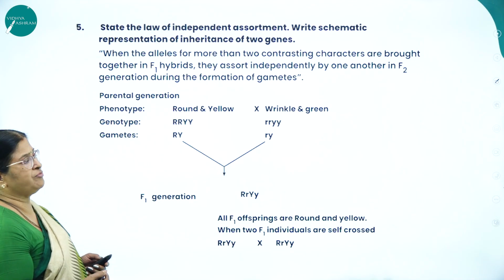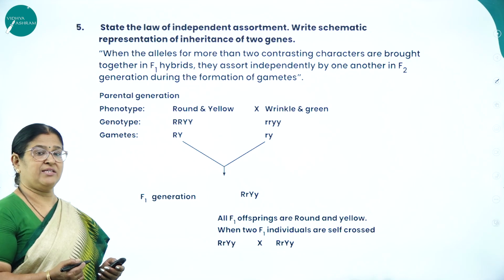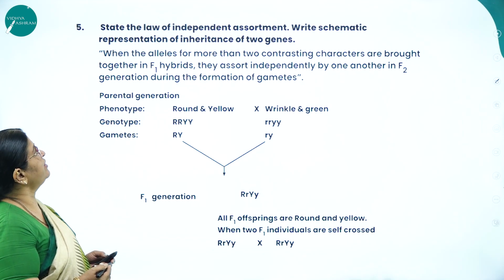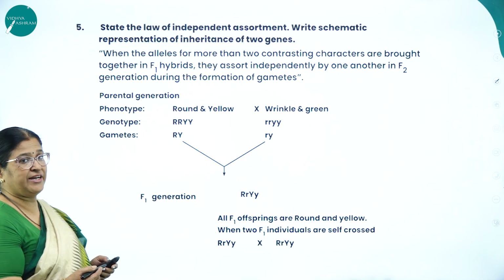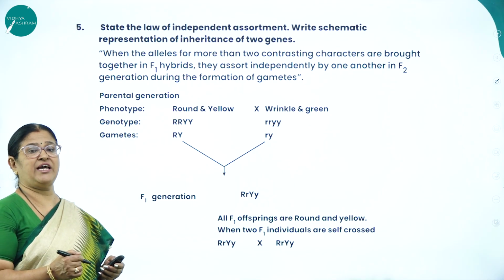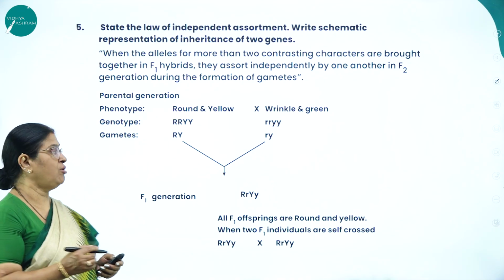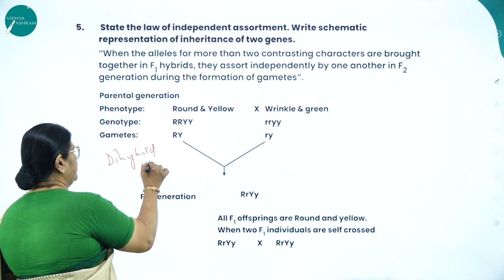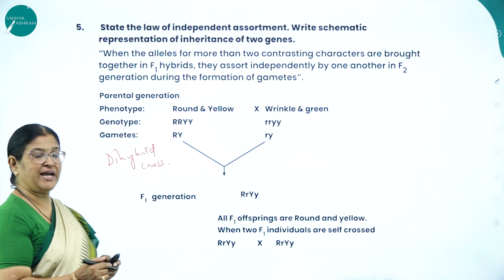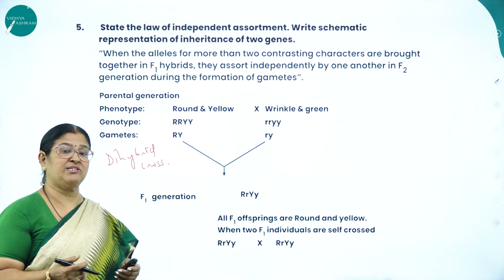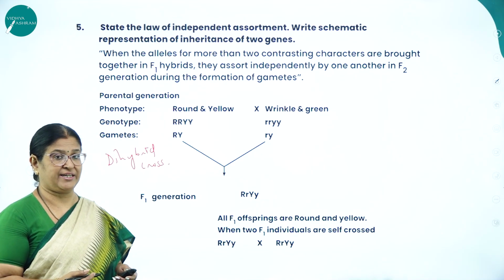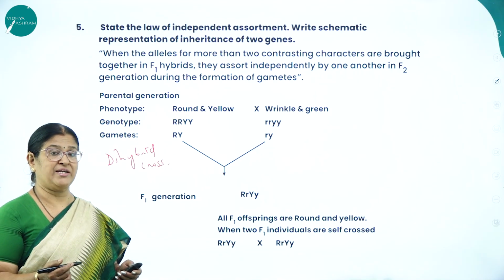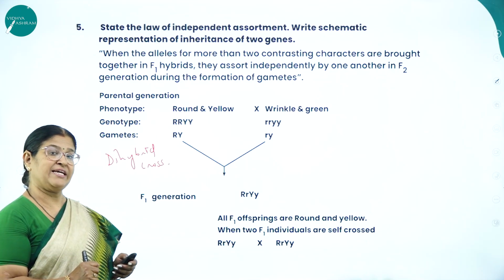Moving on to the next question, very important from the examination point of view. State the law of independent assortment. Write the schematic representation of inheritance of two genes. Whenever they ask about inheritance of two genes, obviously it is a dihybrid cross. So what is a dihybrid cross? It is a cross between two plants differing in two contrasting characters. One gene inheritance, or monohybrid cross, is a cross between two plants differing in only one contrasting character.